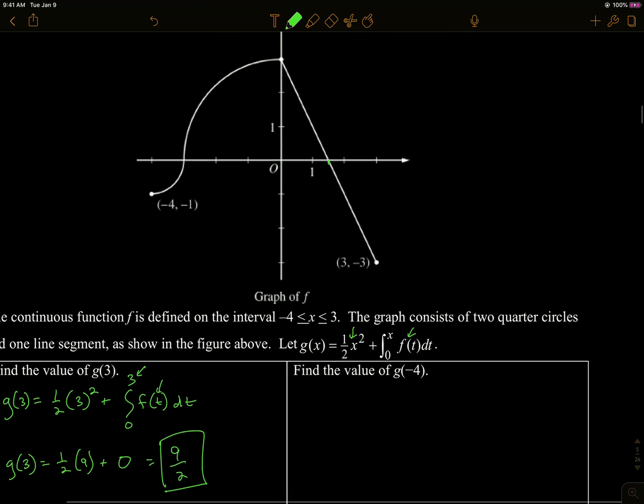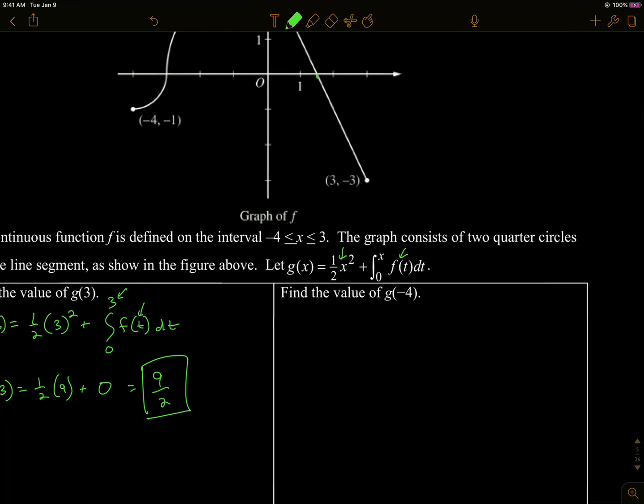All right, find the value of g of -4. So you're going to pause the video here and see if you can do that on your own. Okay, welcome back. You should have got 8 minus 2 pi.